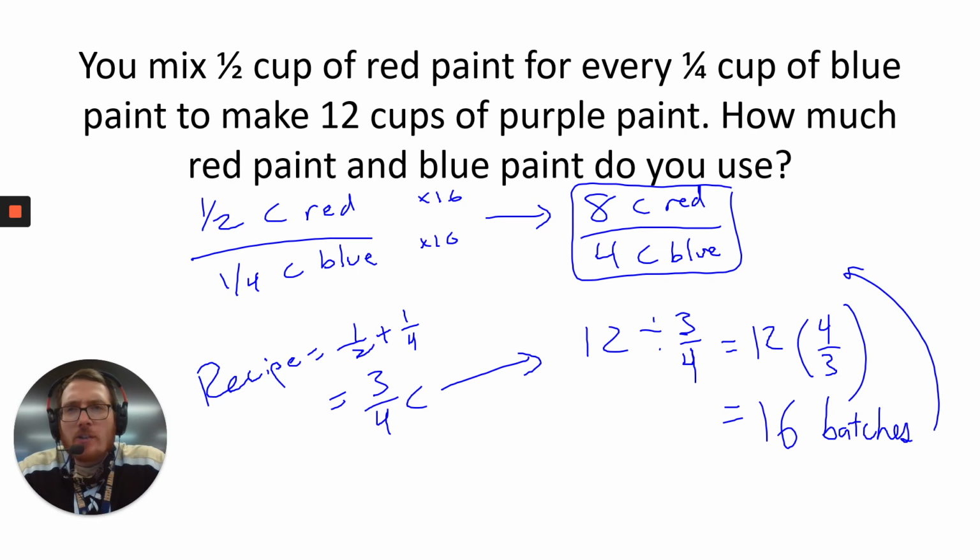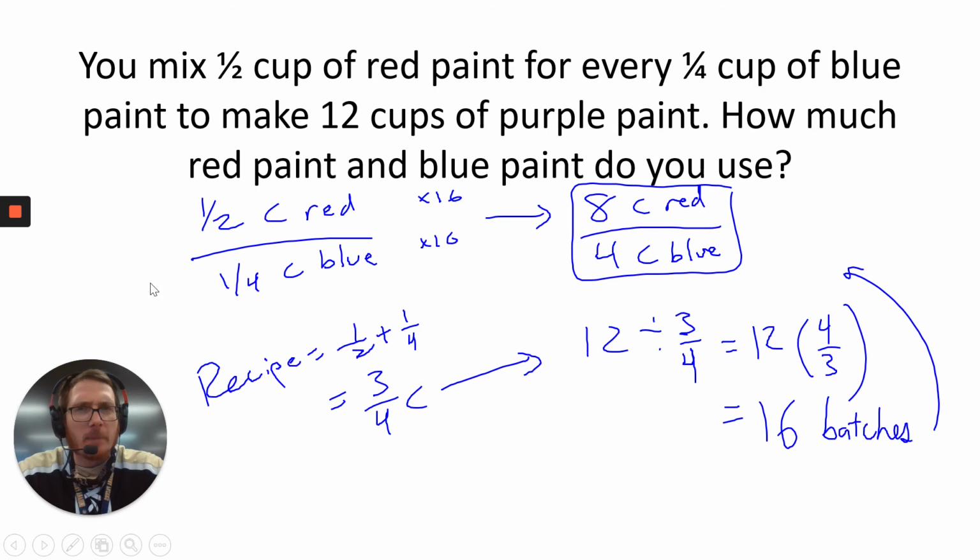Okay, this next question is about a recipe, and to be honest, I would definitely write this question down. If you have questions, we got to make sure this question is figured out. So please make sure you have this question written down as a reference for your notes. This says you mix 1/2 cup of red for every 1/4 cup of blue paint. Now that's the recipe. 1/2 cup red for every 1/4 cup blue.